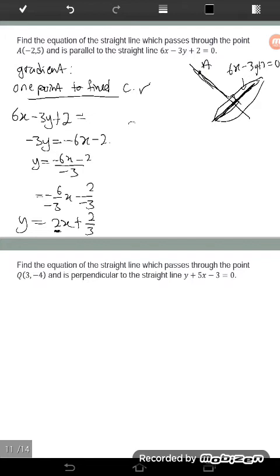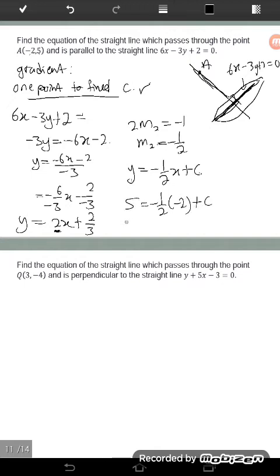So 2 times the gradient of the second line, which is what we want to find, is equal to negative 1. So m2 is negative 1 over 2. Therefore we can find the equation of the straight line: y equal to negative 1 over 2x plus c. Substitute the values of y and x using the point given, negative 2, 5. So x is negative 2, y is 5, and plus c. So we have 5 equal to positive 1 over 2 times 2, which is 1, plus c. Therefore c equal to 5 minus 1, which is 4. So the equation of the straight line is y equal to negative 1 over 2x plus 4.